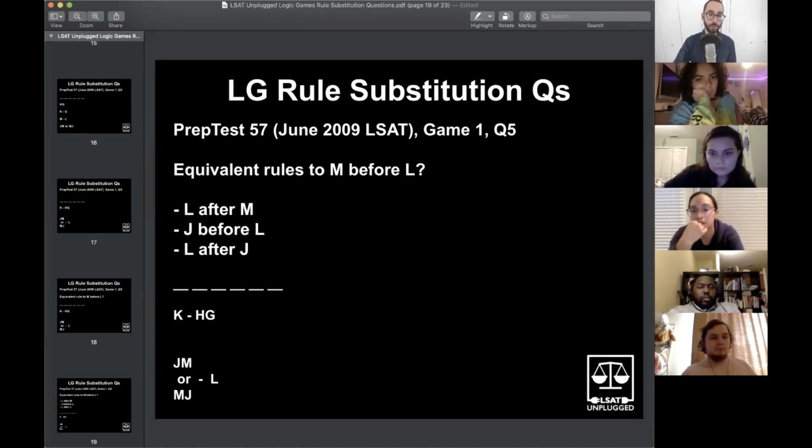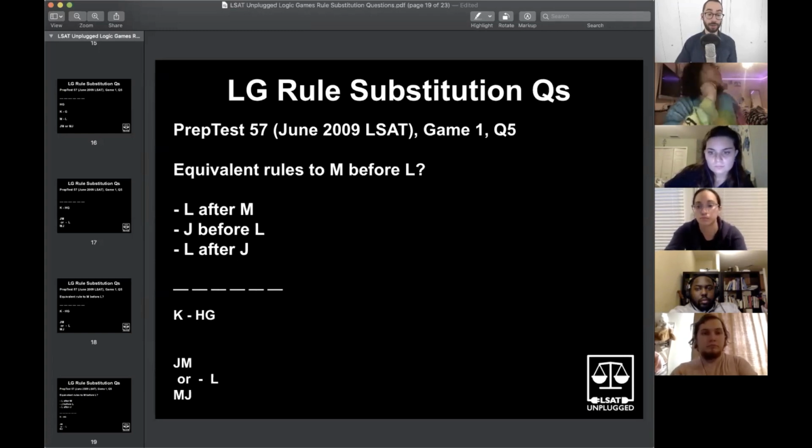If we remove M before L, but we insert J before L or L after J, we end up with the same meaning. And in fact, that would actually look the same. So in that case, not too bad. It looks the same. That's great. Other cases, it may look a little bit different, but it means the same thing. But that would be a good test.